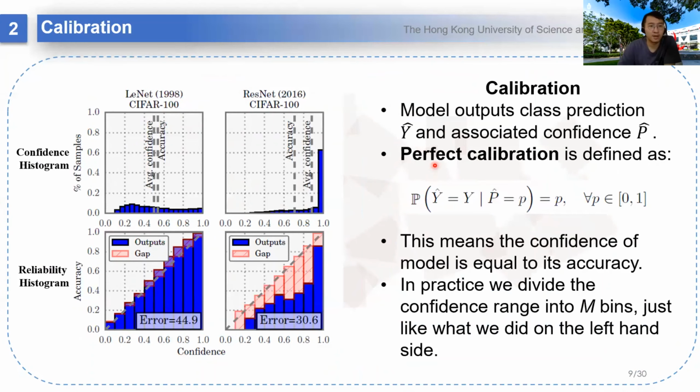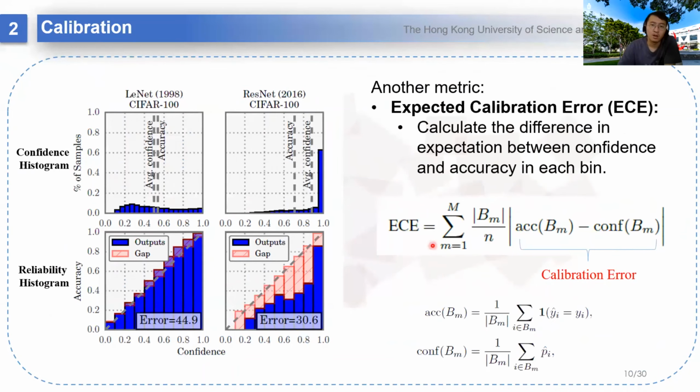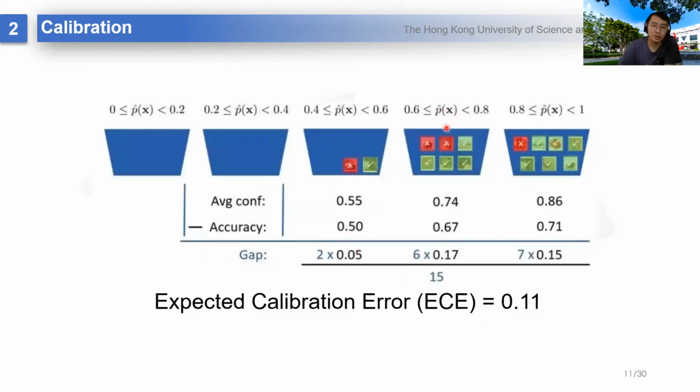So what is a perfect calibration? It means the confidence of the model is equal to its accuracy. In practice, we divide them into different bins and calculate this value. So to measure how well the model is calibrated, other than these 2 diagrams, we can use a measure called expected calibration error, ECE. The calculation of ECE can be visualized here.